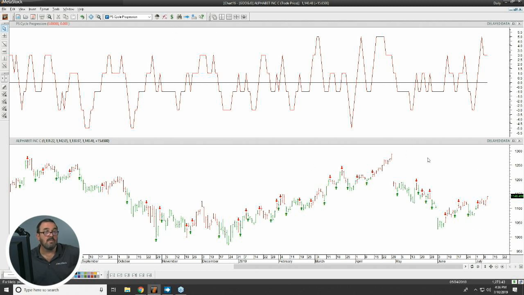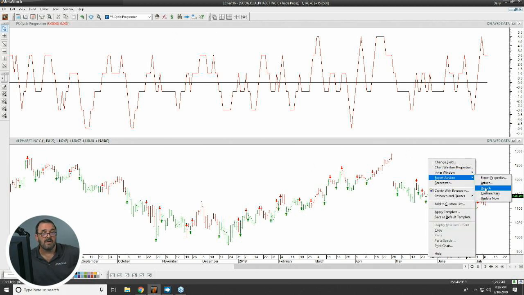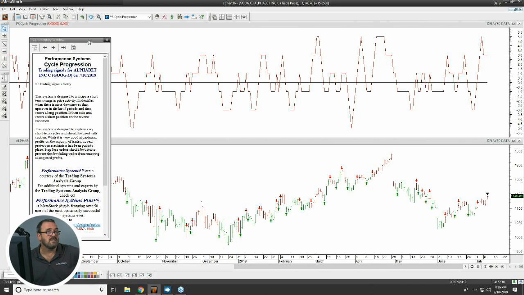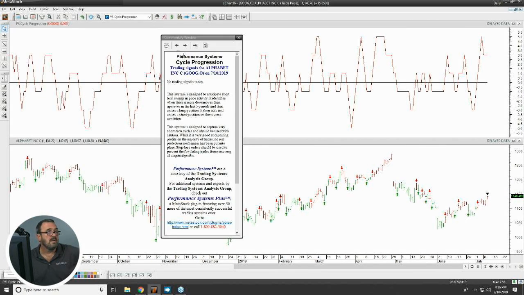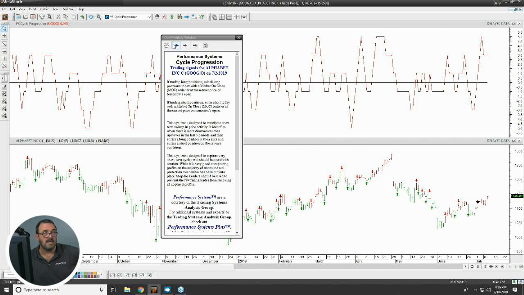To even understand more about what's going on here, we can add the expert advisor commentary. Again, that gives you commentary based on the day that you're looking at. So let's put it on the day of the last sell. It says if trading long positions, exit all long positions today. So it's saying to go short. If trading short positions, enter short today with market. It says it's designed to anticipate short-term swings in price activity. It identifies when there are more down movements than up movements in the last five periods. So that's kind of what we got before.